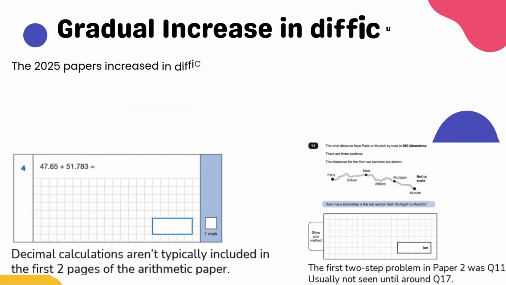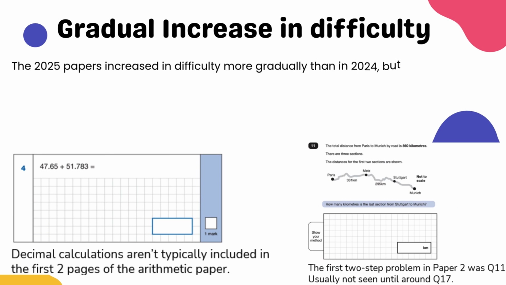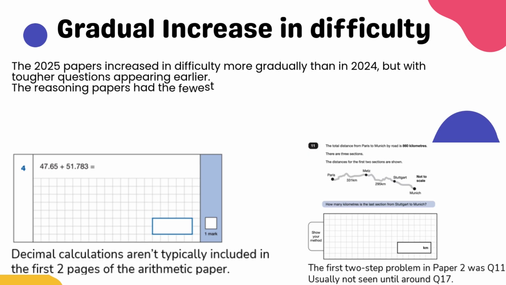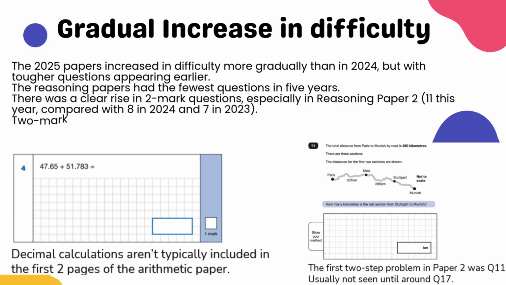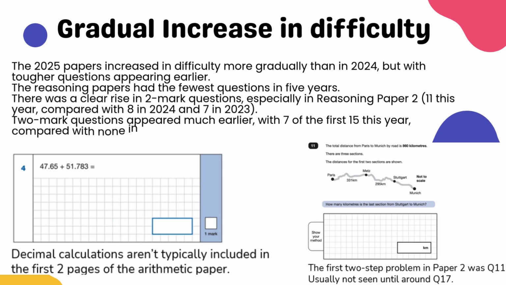So, the first thing to note is that it gets slightly more difficult from 2024. The reasoning papers had fewer questions, but there was a rise in 2-mark questions, especially in the second reasoning paper. There were 11 2-mark questions, with only 8 in last year's and 7 in 2023. And also 2-mark questions appeared much earlier. You had 7 of the first 15 this year, compared to no 2-mark question appearing early in the paper.